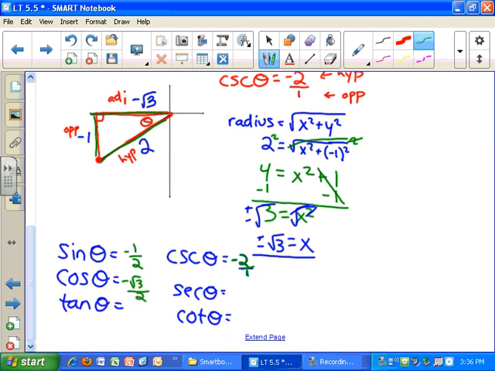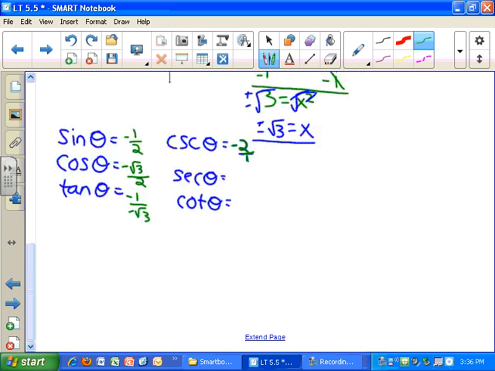And tangent of theta is opposite over adjacent. Okay. When I look at that, tangent of theta is negative 1 divided by negative square root of 3, I notice two things. I notice one, that I've got a negative number divided by a negative number, and so those negatives are going to kind of cancel each other out. And so it's going to be the same thing as 1 over the square root of 3.